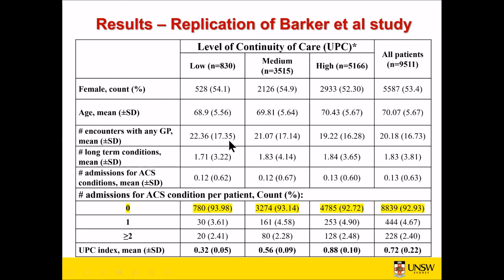Just quickly moving down and looking at the number of encounters across the different groups, we can see a slight increase in the number of long-term conditions as the level of continuity increases through the different groups. However, looking at the number of admissions for ACS conditions, it seems we actually have a decrease as the ACS goes up. The number of zero admissions actually decreases as we go up to the high level of continuity group, which is sort of indicating that we're looking at something opposite to what the Barker et al. study has found.